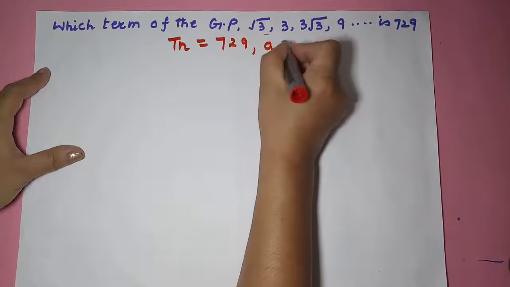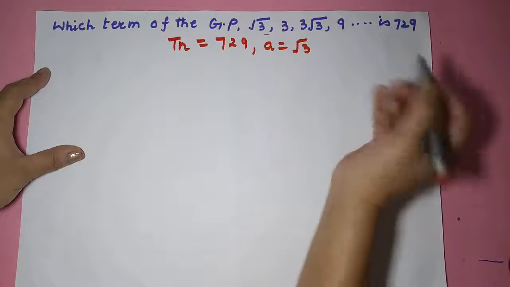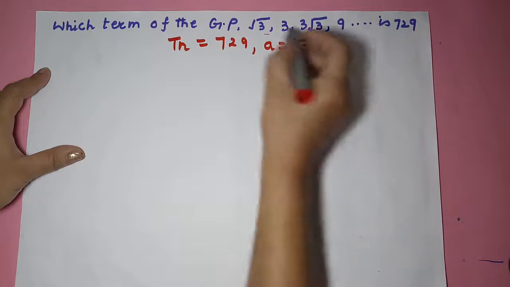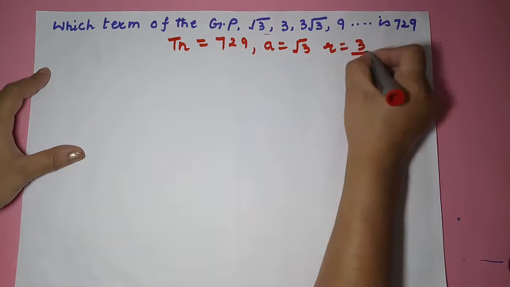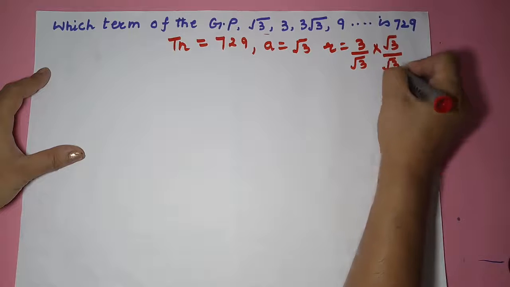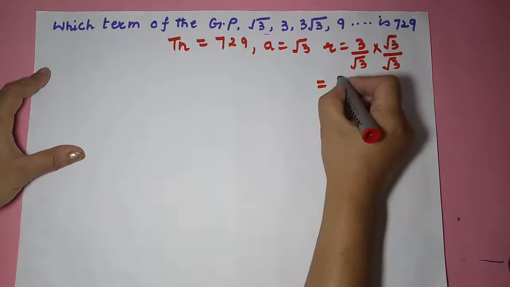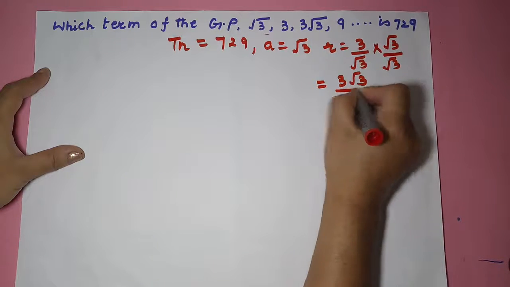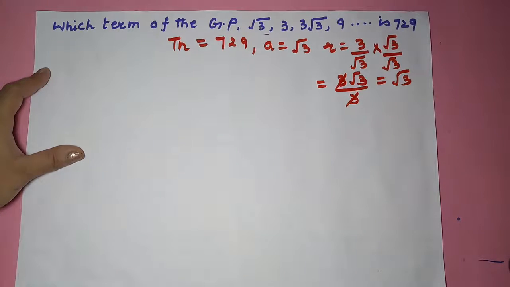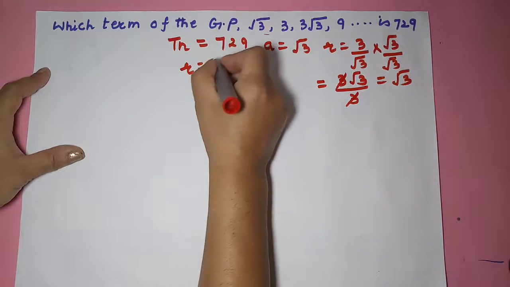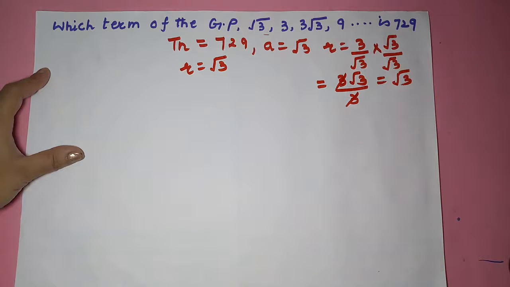What is my A? A is under root 3. What is my R? R is 3 upon under root 3. Right? So we cannot have root 3 in the denominator. We need to rationalize it. So this becomes 3 root 3 upon 3. 3 and 3 will go. So it is root 3. So you have calculated R as root 3.